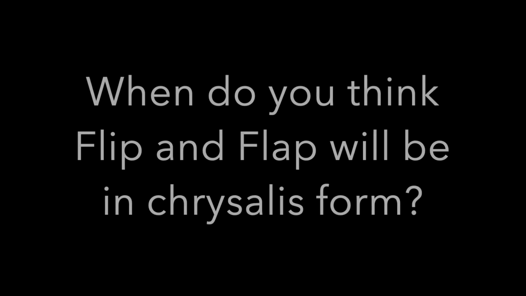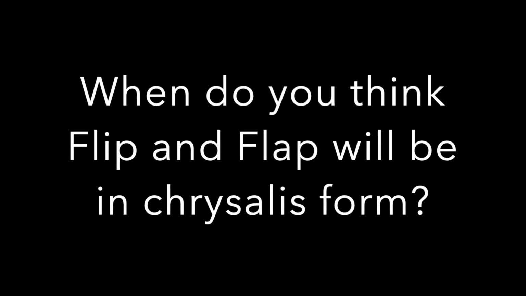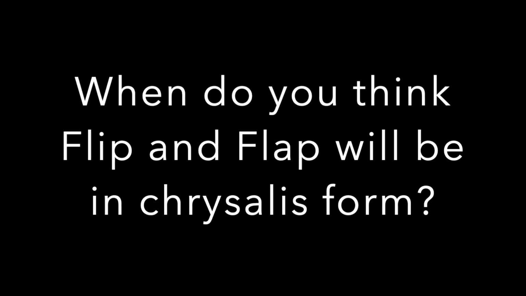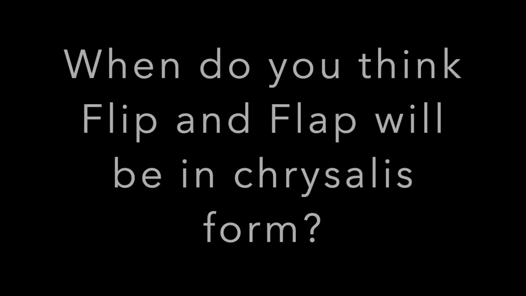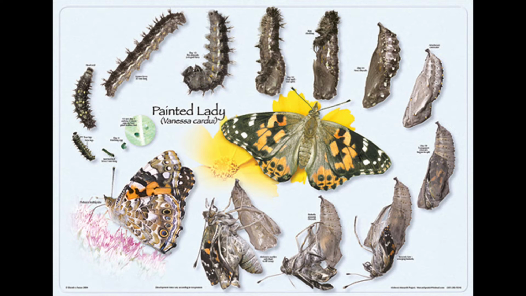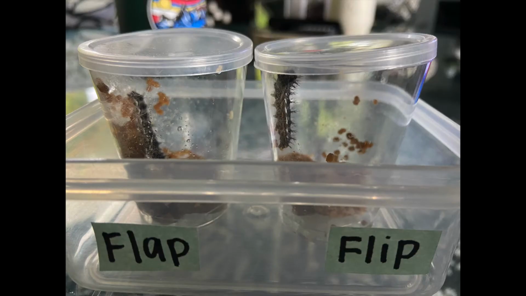So now that we've seen Flip and Flap, when do you guys think that Flip and Flap will be in chrysalis form? I think to answer this question, we have to look at their life cycle. So here is a life cycle of a painted lady caterpillar. As you can see, it starts as an egg, turns into a caterpillar, then slowly a chrysalis, and then finally into a butterfly. So let's just take another quick look at what Flip and Flap look like, and we can identify what stage they are in.